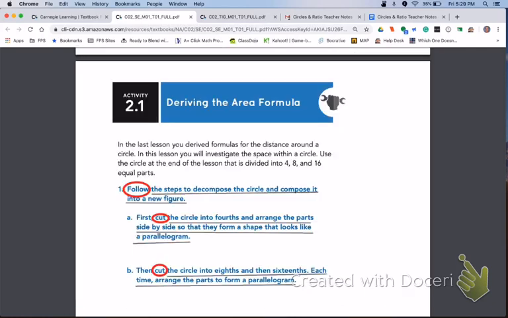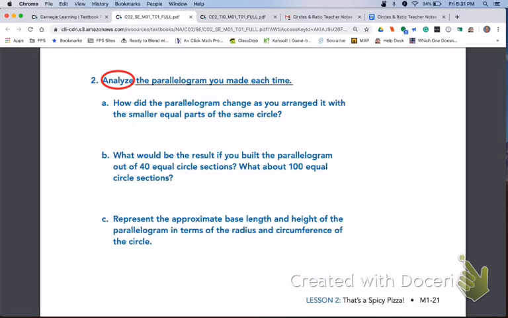Please turn to page 21, Activity 2.1, Deriving the Area Formula. In the last lesson, you derived formulas for the distance around a circle. In this lesson, you will investigate the space within a circle. Use the circle at the end of the lesson that is divided into 4, 8, and 16 equal parts. Please answer number 1, letter A and B with your group. Please answer number 2, letter A, B, and C with your group.